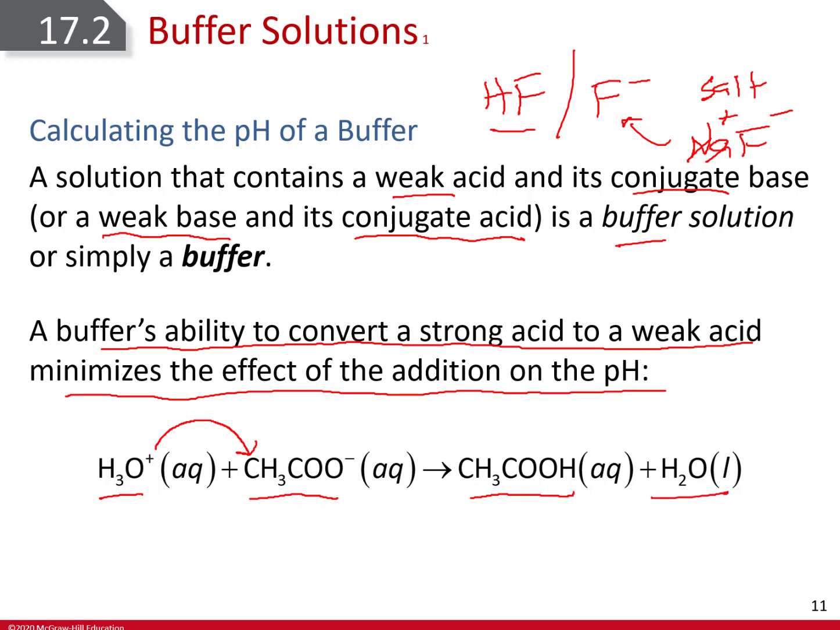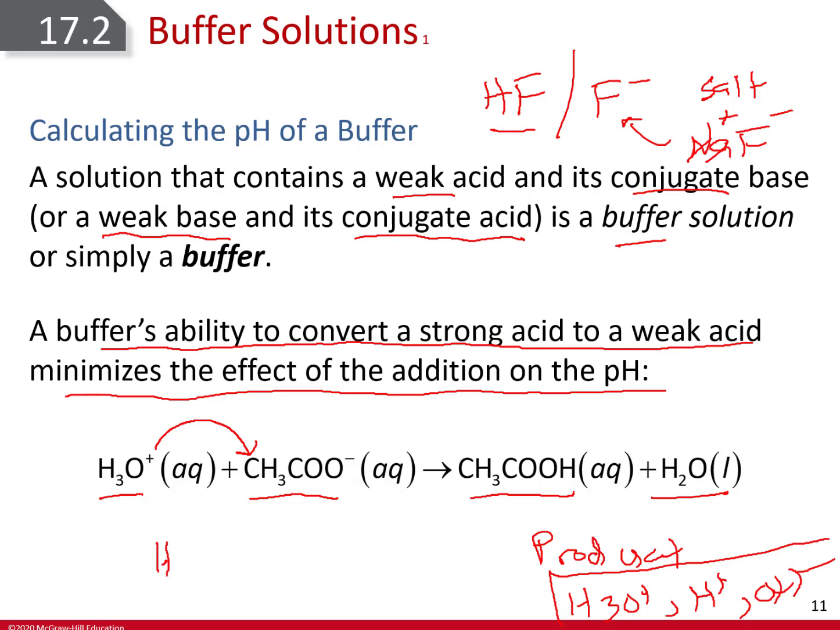So notice on the product side, we do not have hydronium ion or hydrogen ion or hydroxide ion. So as long as these aren't generated, the pH shouldn't change. As opposed to if I have a hydrogen ion and I add that to water, then I'm going to get as a product H3O positive, and that's going to change the pH of the solution drastically.